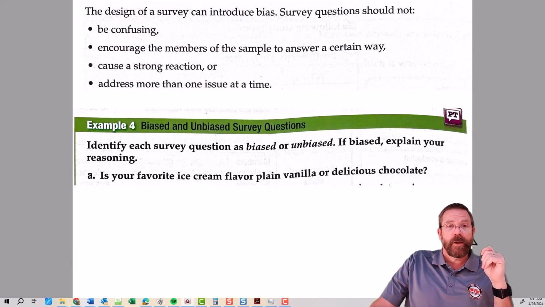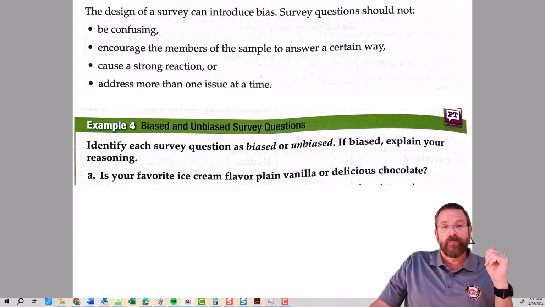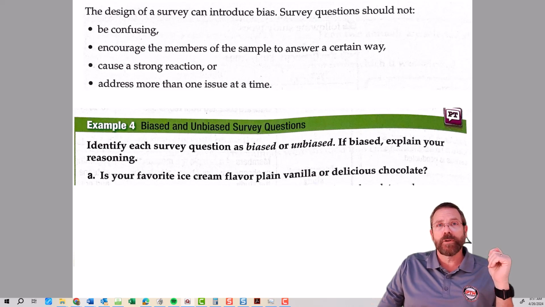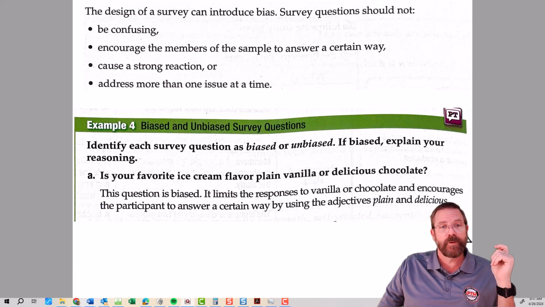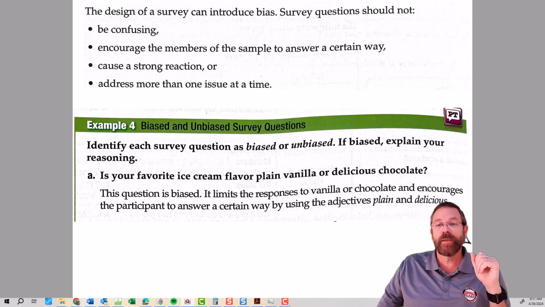Bias versus unbiased survey questions. Is your favorite ice cream flavor plain vanilla or delicious chocolate? Well, let's see. Do you think there's bias there? I think there's bias there. Plain versus delicious. I think I know what they're going for. And they said this question is biased. It limits responses to vanilla or chocolate, and it encourages the participant to answer a certain way by using the adjectives of plain versus delicious.